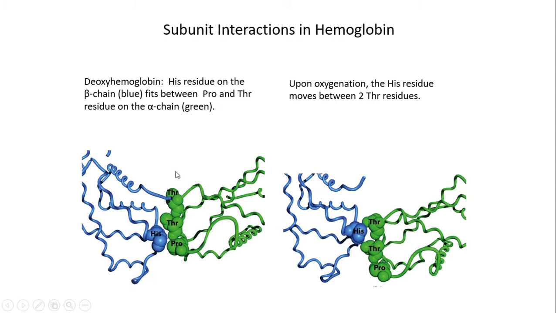And if you compare these two regions, look at these threonines. This histidine in the deoxy state is nestled between threonine and proline. However, in the oxygenated state, histidine has risen and is now coupled between these two threonines. So when oxygen is bound by hemoglobin, it alters the conformational state of that protein, as we can see here.